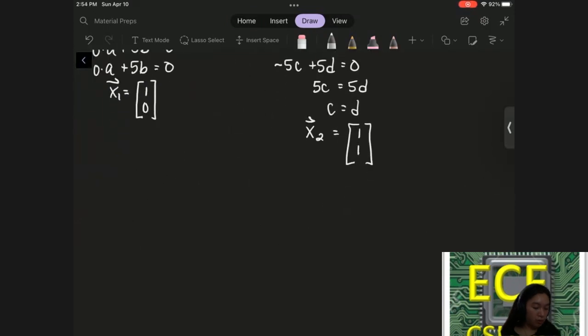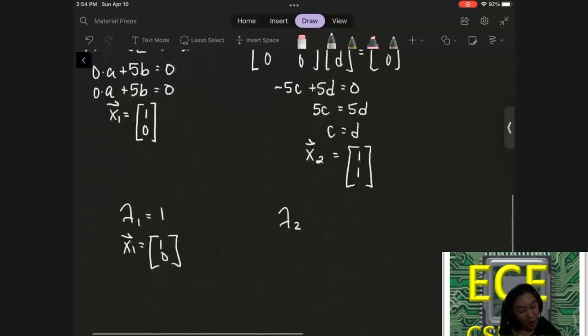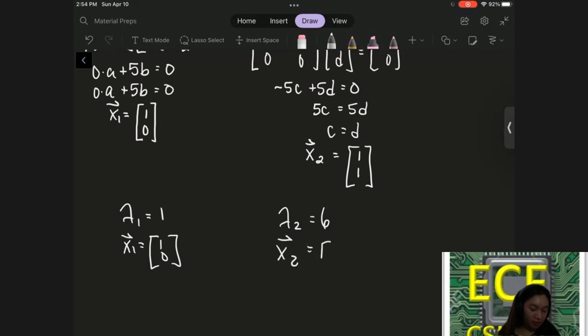So we have two eigenvalues for this matrix. One is 1, and its corresponding eigenvector is 1, 0. The other one is positive 6, and its corresponding eigenvector is 1, 1. And there you have it. That's eigenvalues and eigenvectors. Thanks for watching.